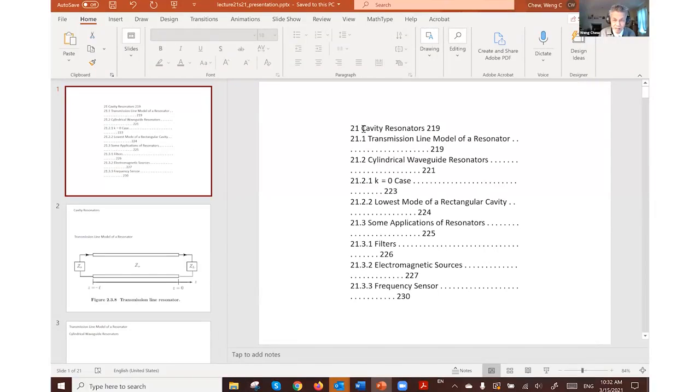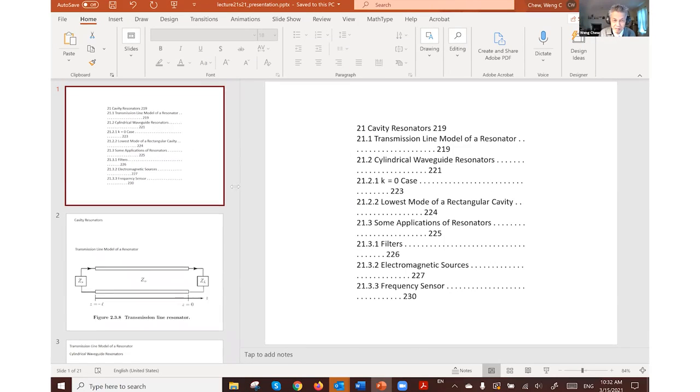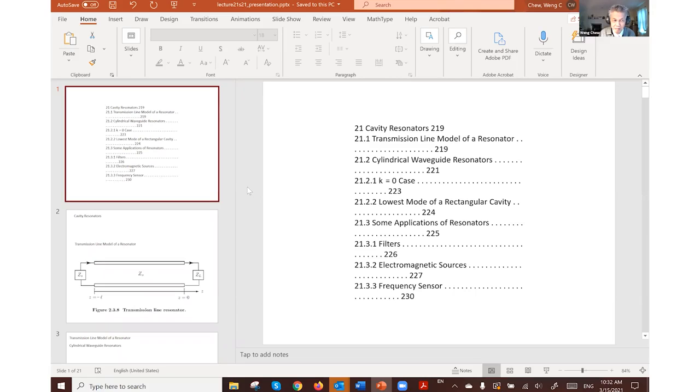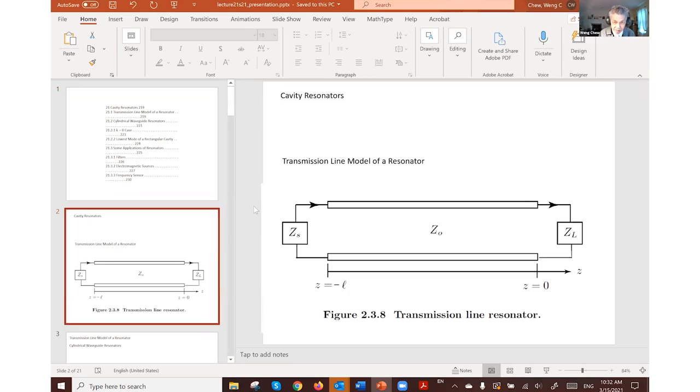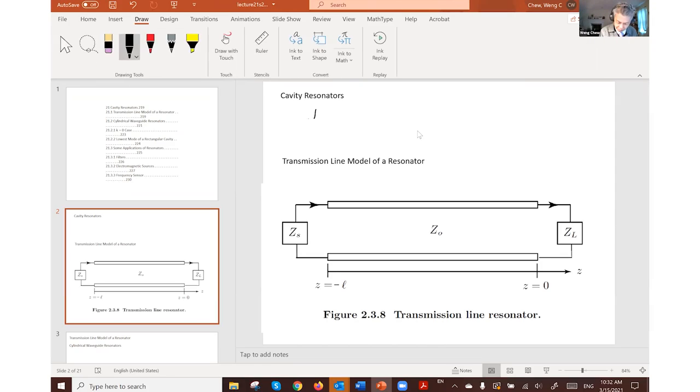Today I'd like to talk about cavity resonators. And it's a pretty interesting topic. And you have come across resonators before as an electrical engineer. And the place where you have come across a resonator is an LC tank circuit, for instance.